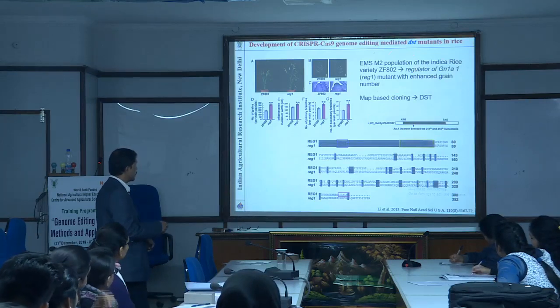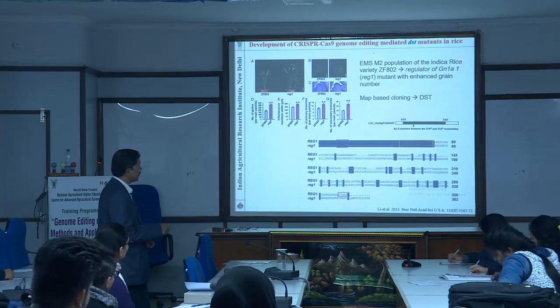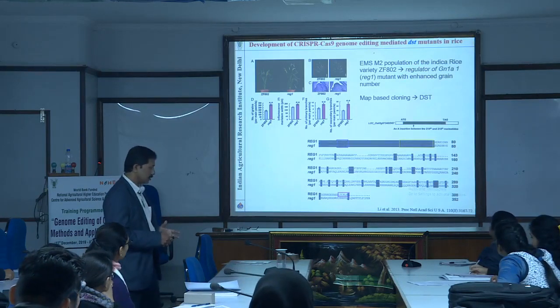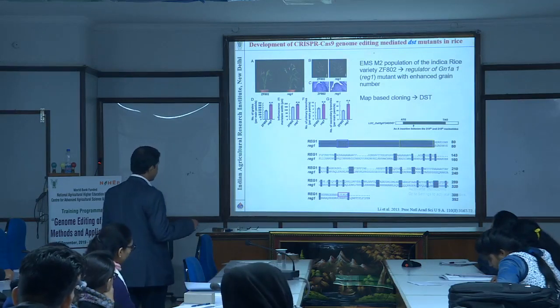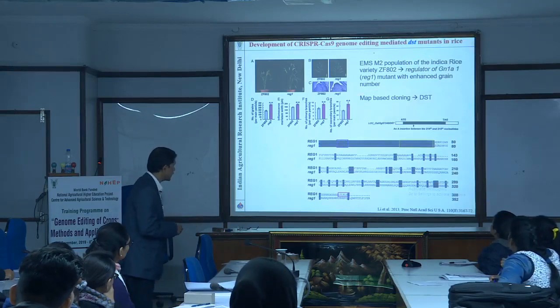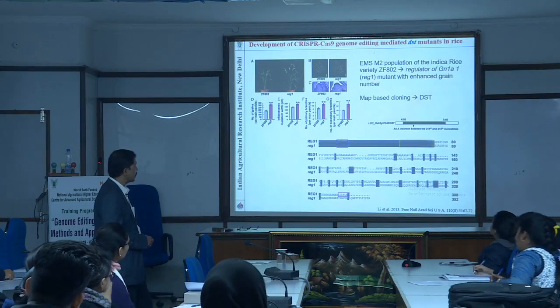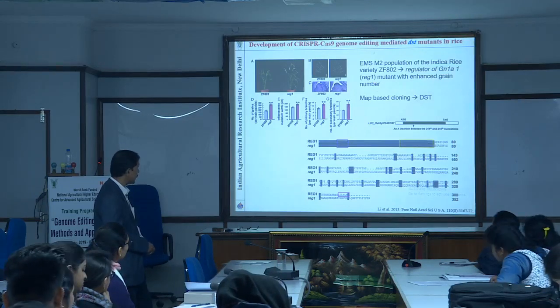In addition to that, an earlier study was done from a different aspect, where they wanted to find plants which can produce higher grain number. Again, EMS mutant screening led to identification of a gene which they named regulator of GN1A. GN1A is the gene for cytokinin oxidase that controls grain number.